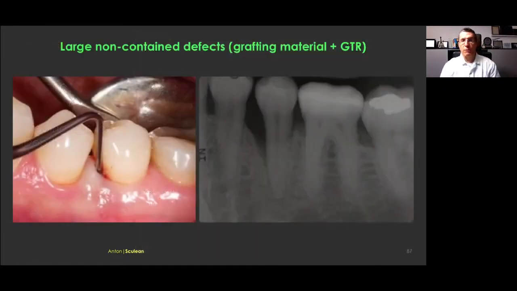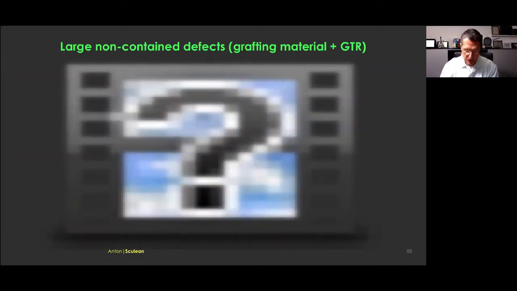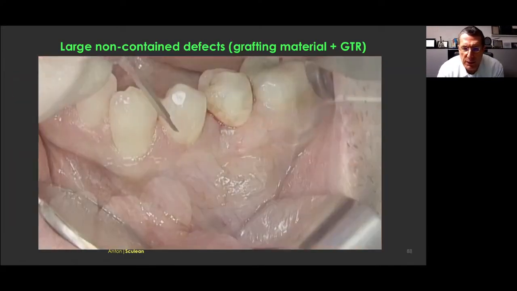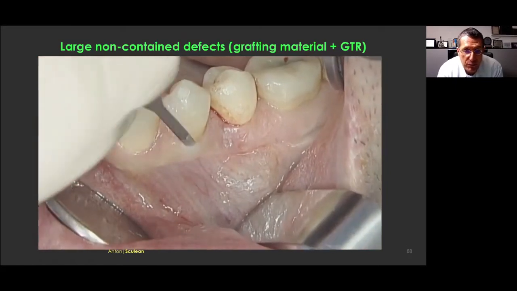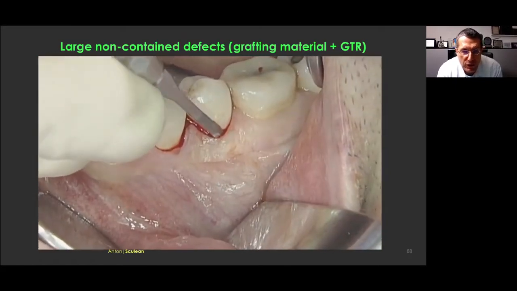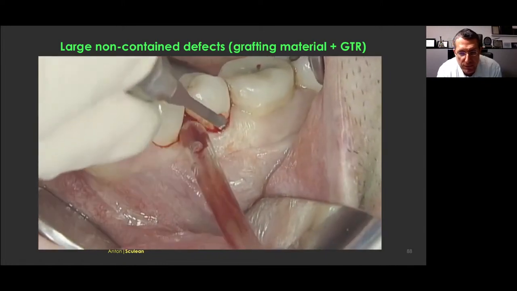So how do we perform this treatment approach? Look at this case, again a very challenging situation. And in this particular case, I performed the same surgical technique that you have seen before, using the same surgical instruments.